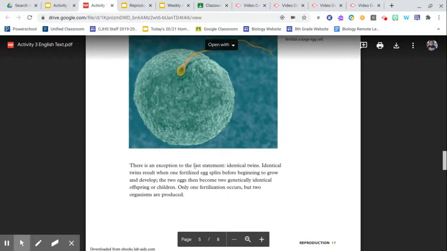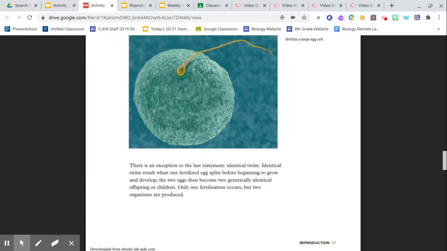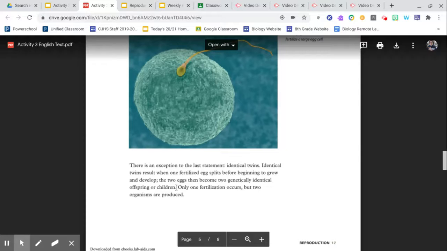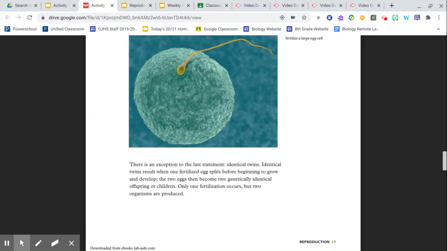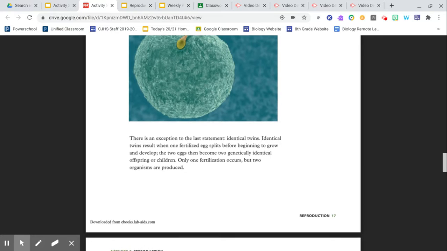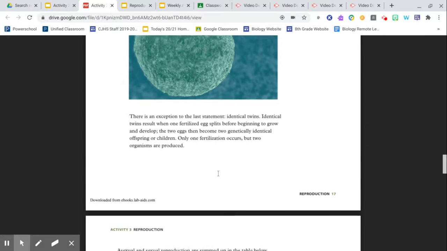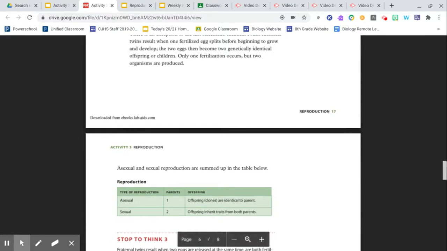There is an exception to the last statement. Identical twins. Identical twins result when one fertilized egg splits before beginning to grow and develop. The two eggs then become two genetically identical offspring or children. Only one fertilization occurs, but two organisms are produced.